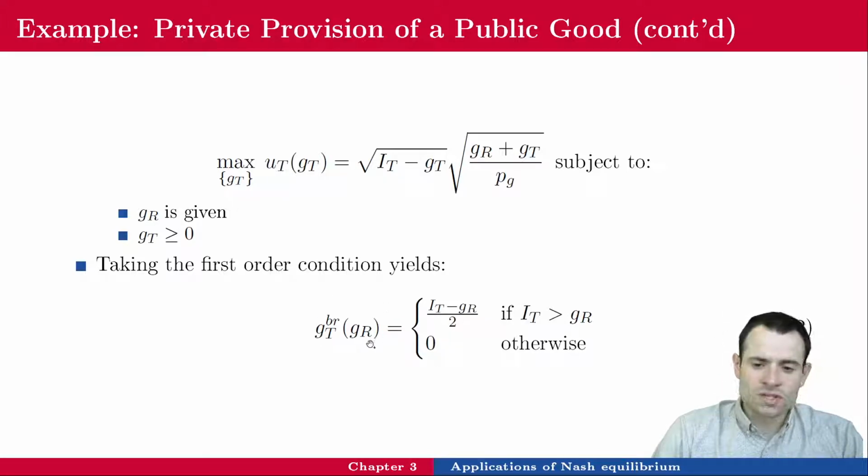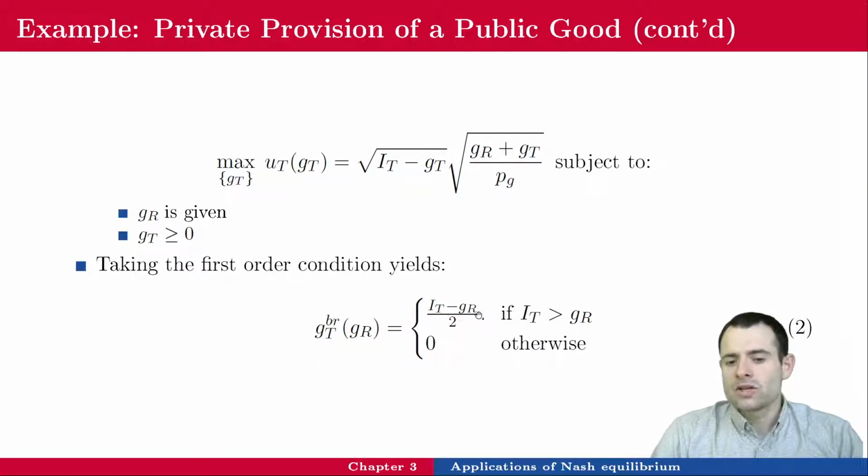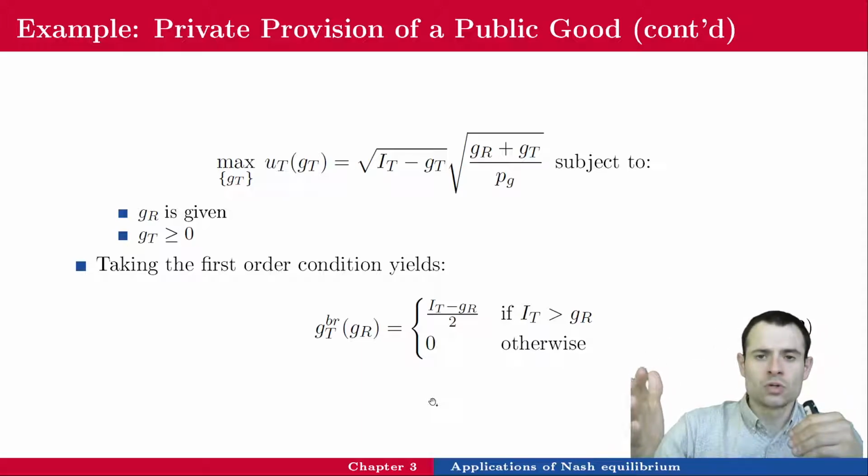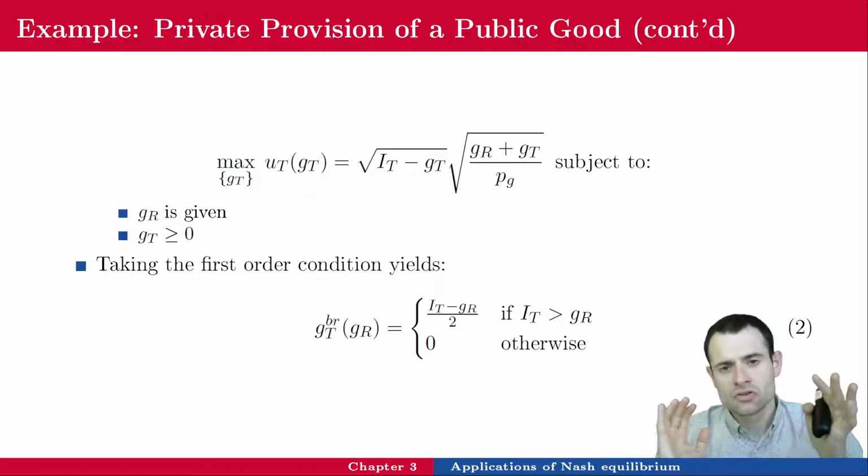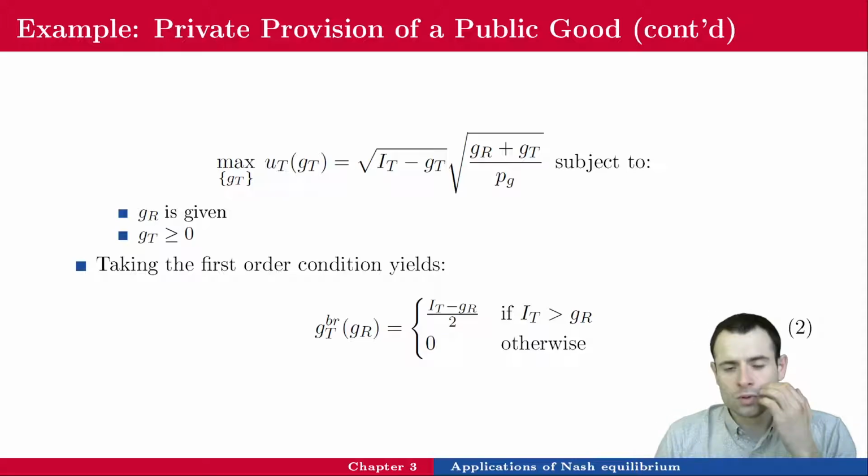The best response of Tom will be his income minus the contribution of Rosia, divided by 2, if the contribution of Rosia does not go beyond his income. If she contributes more than his income, because the contribution must be positive or 0, then instead of being negative, Tom will contribute 0. Enough was contributed by Rosia alone, so Tom doesn't need to contribute anything.